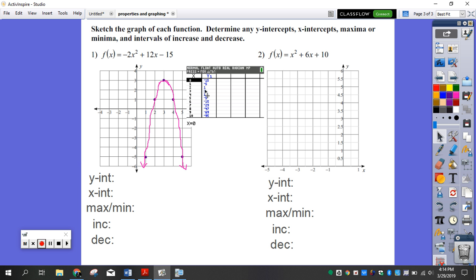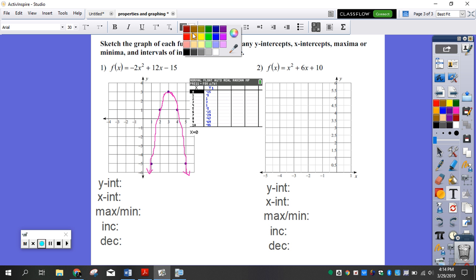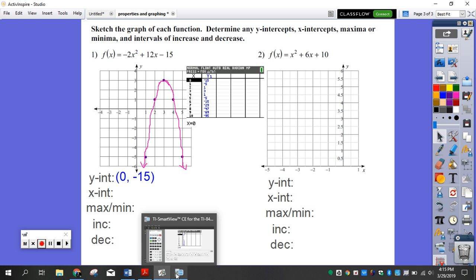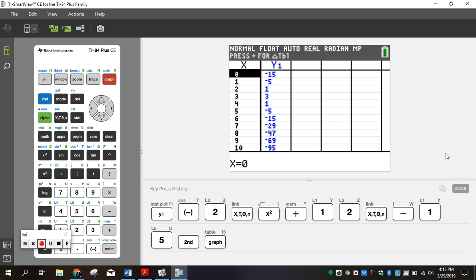So looking at the table, my y-intercept is where x is 0. So I can see from the table, even if I can't see from the graph, that is 0, negative 15. That's my y-intercept. So y-intercept 0, negative 15. Now my x-intercepts, if I look, don't look like they're on whole number coordinates. So I need to rely on my calculator to kind of estimate where those may be.